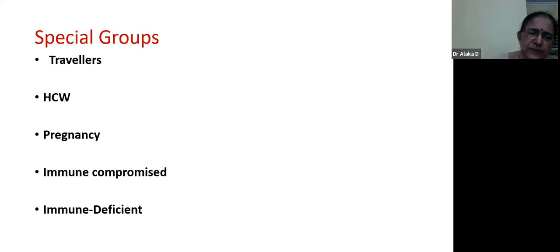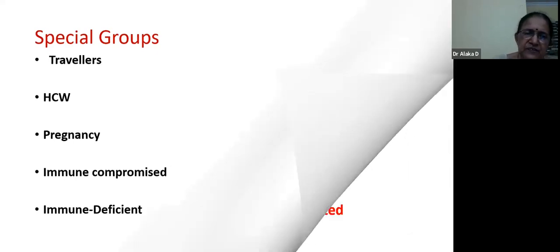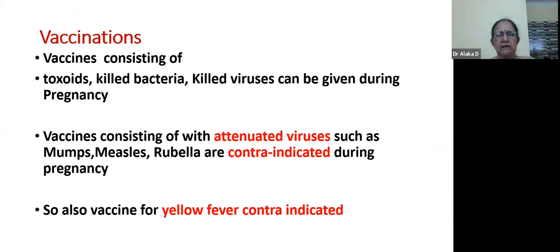What are the special groups? I already said travelers, healthcare providers, pregnancy, immune compromise like all your steroid patients and these comorbid conditions, and immune deficiency. I'll just spend 2 minutes on pregnancy. Vaccinations. Vaccines consisting of toxoids. We all are familiar with tetanus toxoid. So toxoids, killed bacteria, killed viruses can be given during pregnancy.